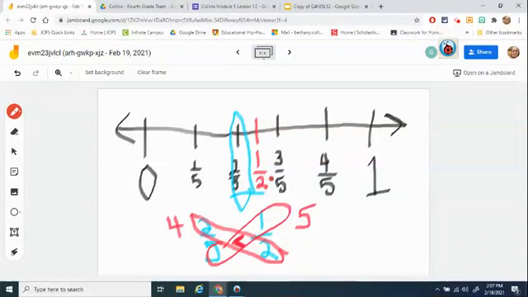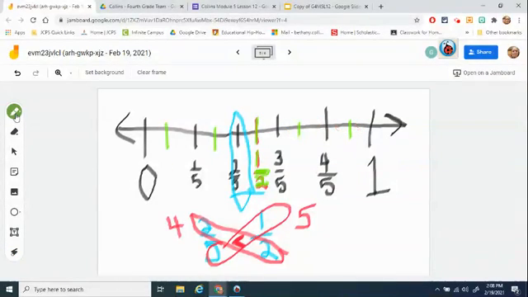Okay, so see how I had to split my fifths in half in order to get my 1/2 in there? I'm going to make my 1/2 a different color. I'm going to make it green, just so it's a different color. Okay, now, if I split every one of my fifths in half, just like I did that fifth, then what I have is I have 1, 2, 3, 4, 5, 6, 7, 8, 9, 10 pieces.